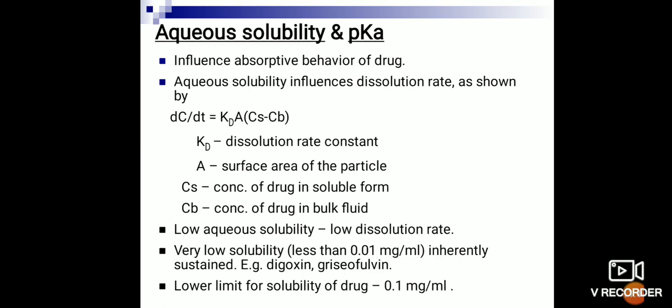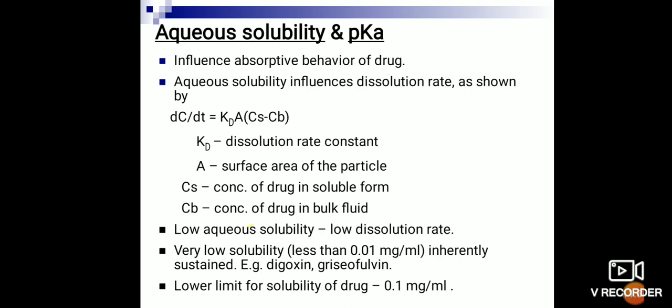Next factor is aqueous solubility and pK. They influence the absorptive behavior of the drug. The aqueous solubility influences the dissolution rate as shown by the equation dC/dt equals KdA (Cs minus Cb). So here K is the dissolution rate constant, A is the surface area, Cs is the concentration of drug in soluble form, and Cb is the concentration of drug in bulk fluid.